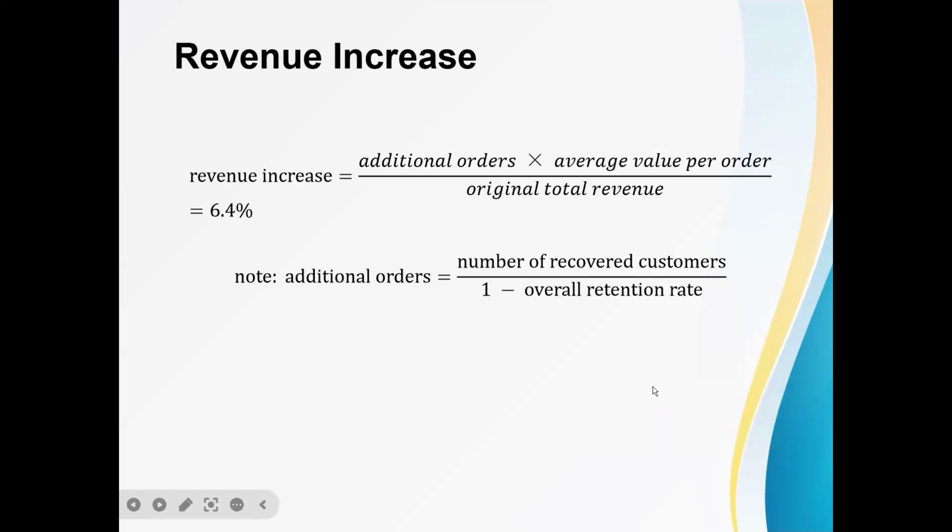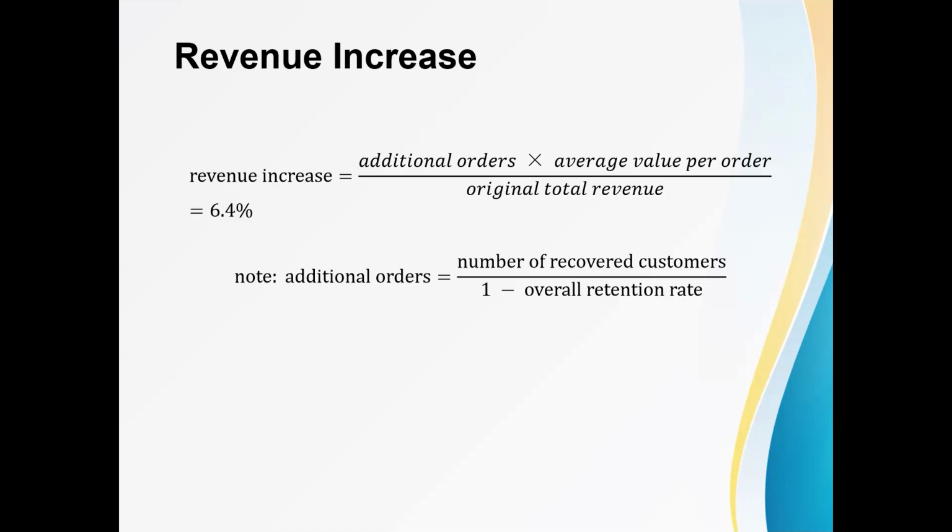And the final step is to estimate the additional revenue that removing these high-risk products can generate. The formula for calculating this is additional orders multiplied by average value per order divided by original total revenue. And here, additional orders are derived using the summation formula of a geometric sequence. We assume that the recovered customers will continue to make repeat purchases based on the cafe's overall retention rate.